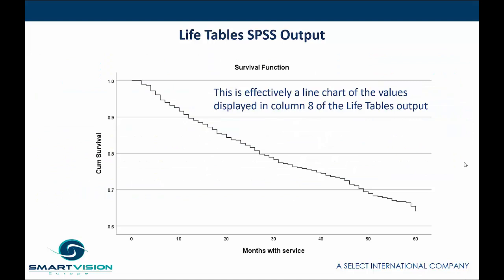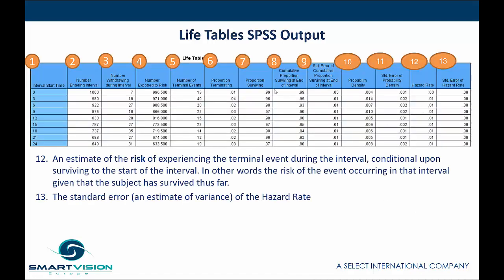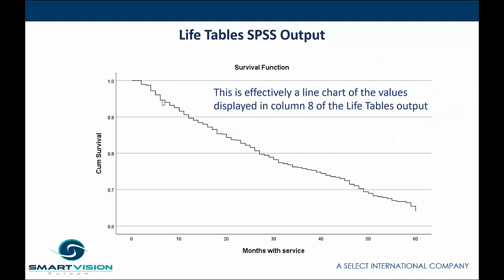Lastly, we have the survival plot itself, the cumulative survival plot, the survival function. And this is effectively a line chart of the values displayed in column 8 of the life table's output. Here's column 8, which is the proportion who are surviving. So it starts at 0.99, which is nearly 100% surviving within that first time interval. And of course it falls, by interval 24 you're down to 80%. This is just reflecting that. You can see these stepped groups at this point, because of course we're doing this in 3-month intervals, and we can see the decay, what proportion are left at that point.